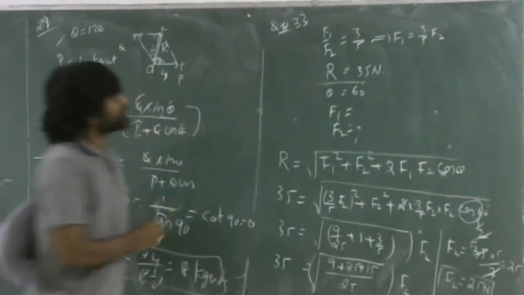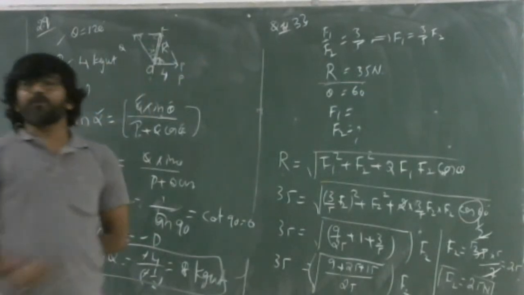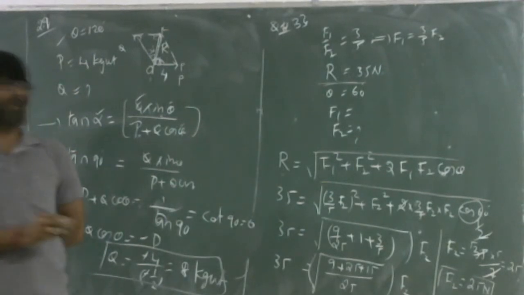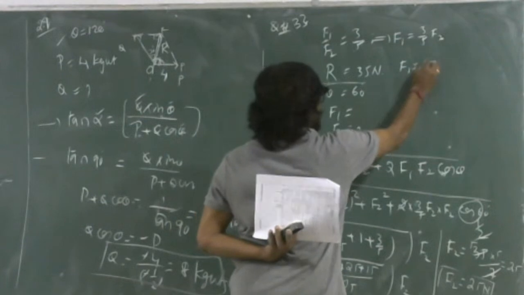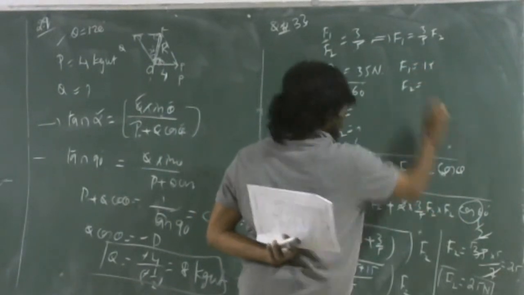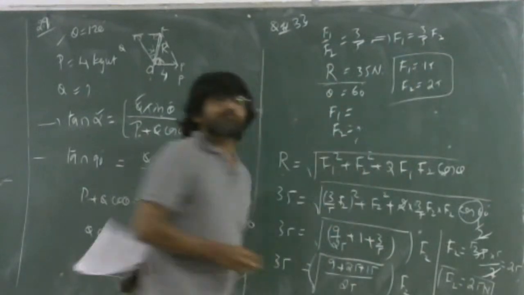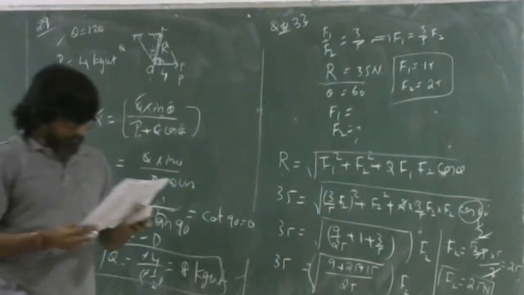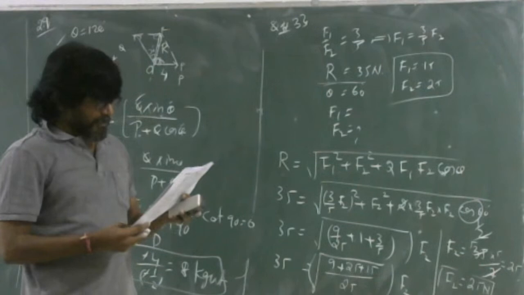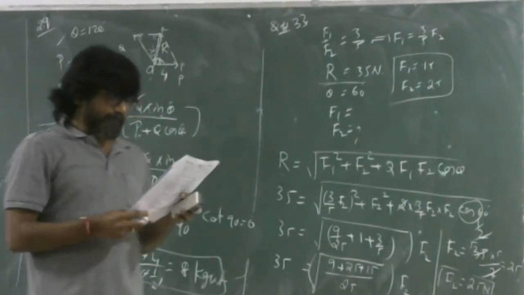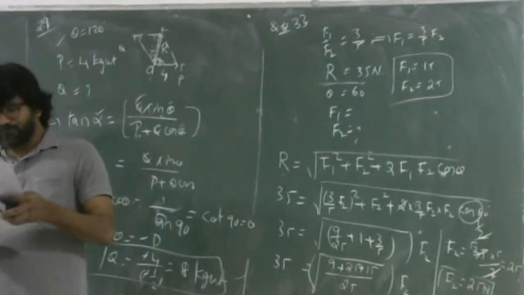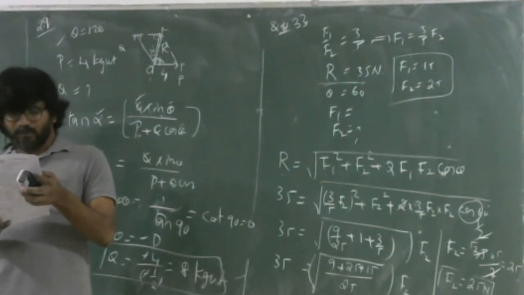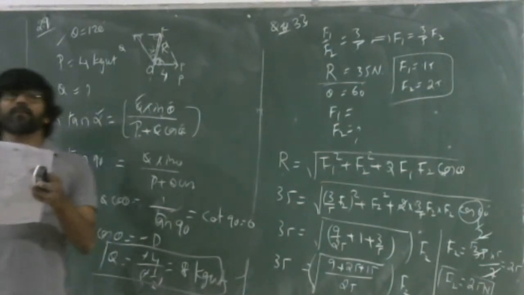Once you know F2, then you can find F1. So 3/5 into 25, 5 into 3 is 15. So you get F1 is equal to 15, and F2 is equal to how much? 25. Right? So this is one of the ways. Which option is right? 15 and 25. Next, 35. Any problem? Any doubt in 35?